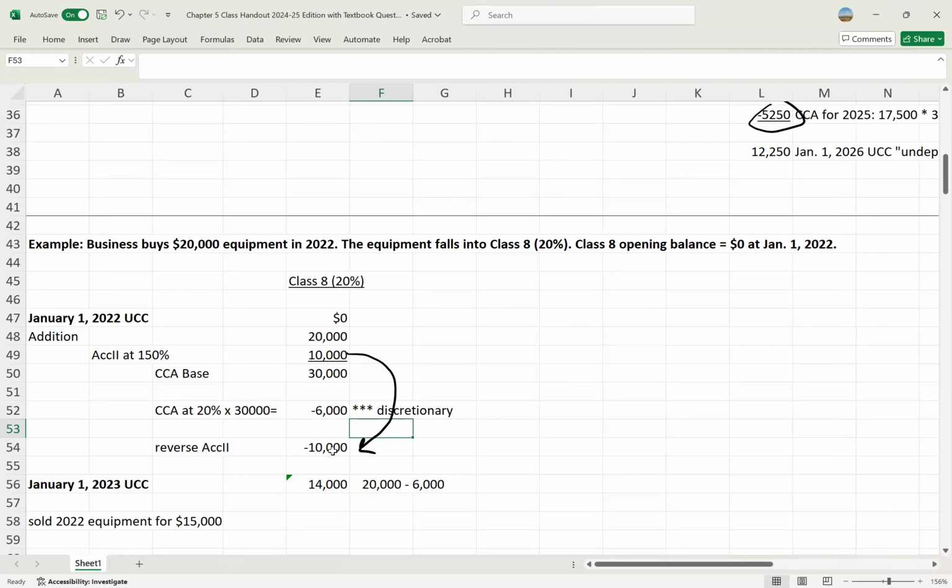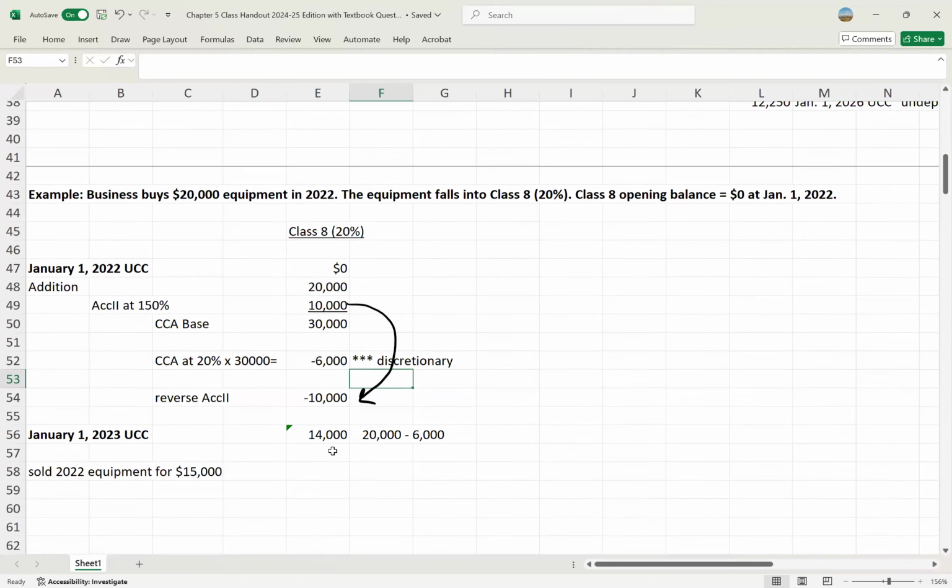If you're running a sole proprietorship or a corporation, you buy these long-term assets. For accounting purposes, you normally take amortization. For tax purposes, you've got to complete these CCA schedules for each class in which you have assets. And then you've got to determine how much CCA you can deduct when you're calculating your business income. So let's go into 2023.